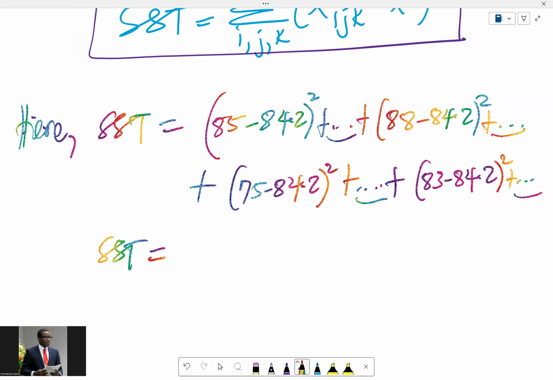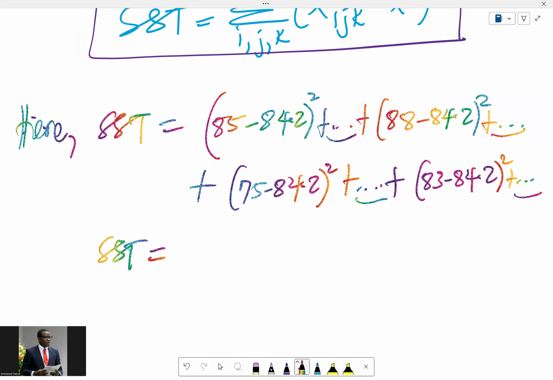So let's keep moving. If you have to do this in an exam situation, by all means, try to avoid it. But if you cannot avoid it, you need to be very careful because you can make mistakes easily. So let's go. I have 85 minus the overall mean, that's 84.2, all squared. So then I have to keep going that way.